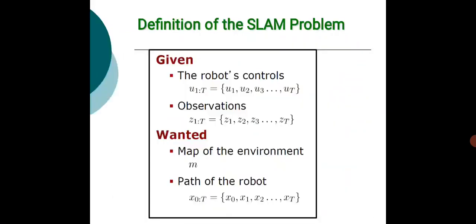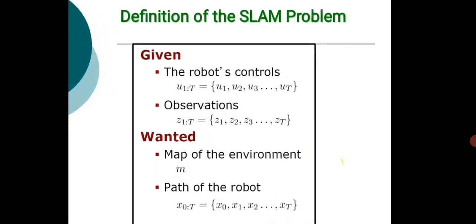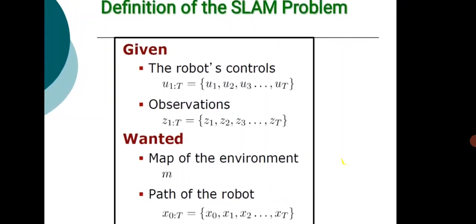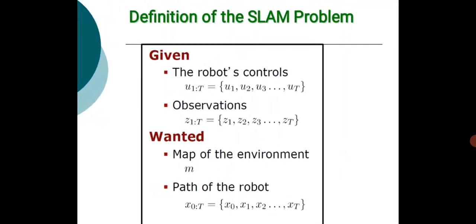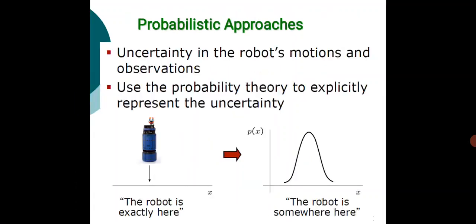So how do we define it? The robot's control is given, specified as u1 to t, and the observation is specified as z1 to t. What we want is the map of the environment, defined as m, and what we really require is the path of the robot: how it goes from x0 to xt, through the various points x0, x1, x2 at various times. So we go for probabilistic approaches, because of uncertainty in the robot's motion and observation.